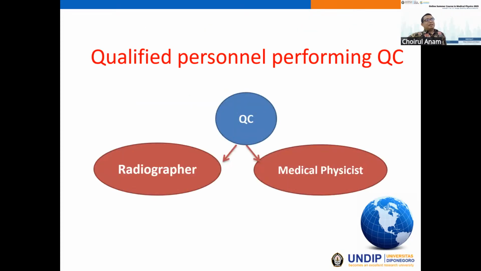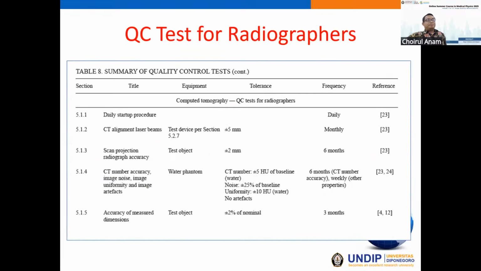This is the information based on the IAEA books. The qualified personnel for performing QC can be medical physicists and or radiographers. So medical physicists and radiographers can use the IndoQCT for doing their tasks for performing the quality control.